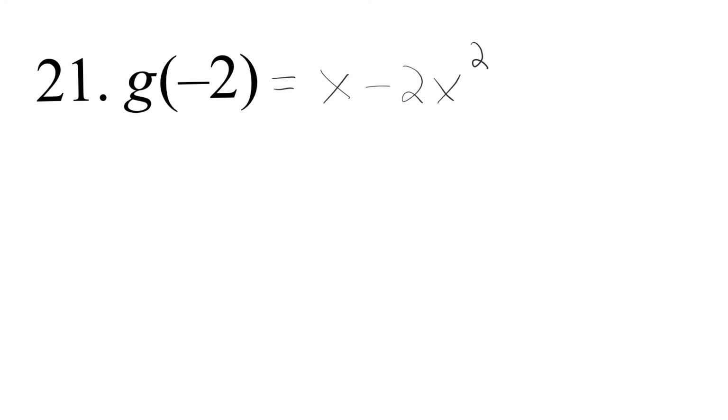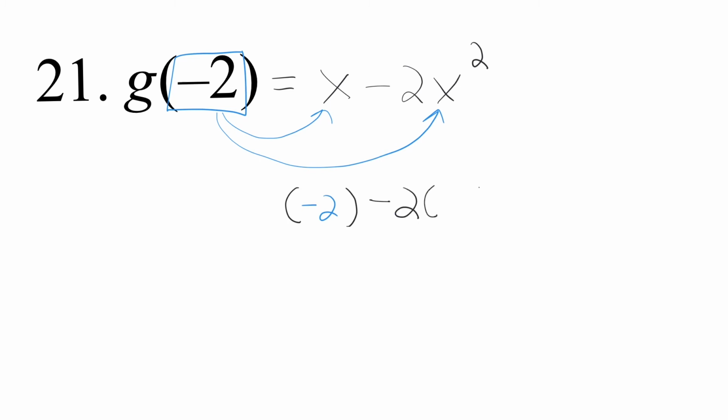So now I'm going to take the number, the negative 2, and I'm going to substitute here and here. So you always substitute into every x in that function. So I'm going to use parentheses. So the first x will be parentheses with a negative 2 inside, minus the 2, make parentheses with the squared, and you guys substitute the negative 2 right there.